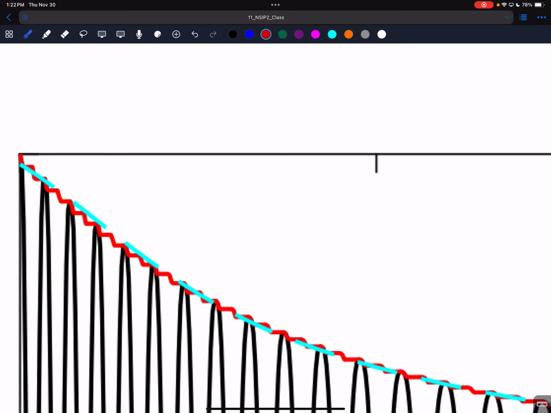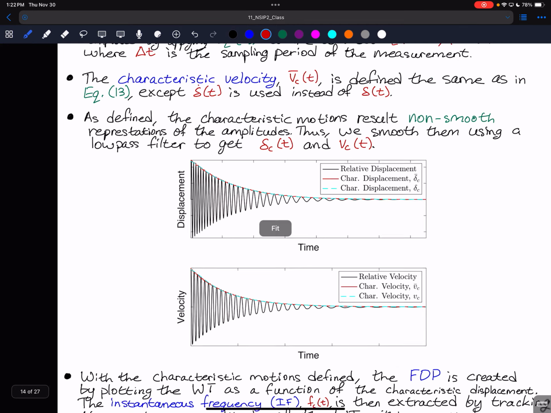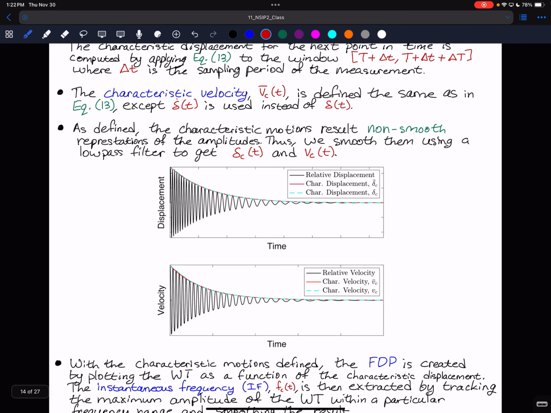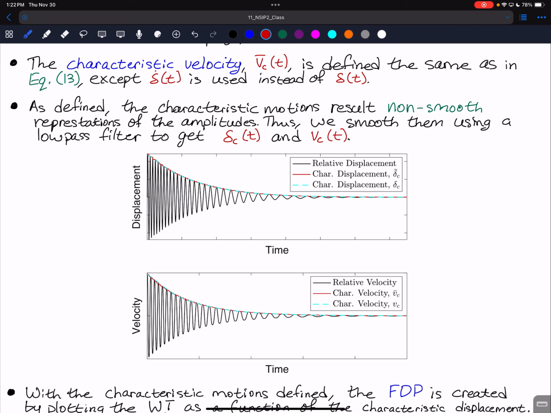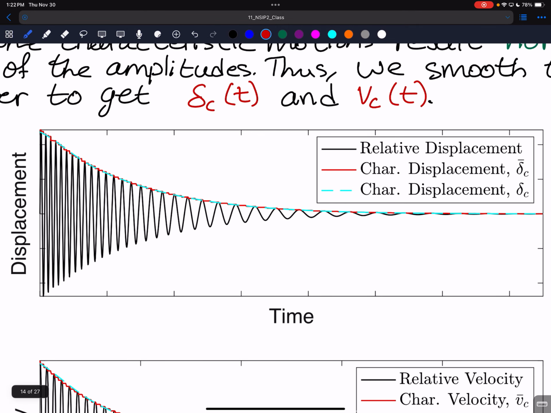which hopefully you can see, how the red curve is this kind of stepped response. And in order to smooth that out, we apply a low-pass filter, just using a Butterworth filter. And then when we do that, we remove the overbar from the delta C and the VC. And so that, if I zoom back in here, that sine curve is now the smooth representation of that.